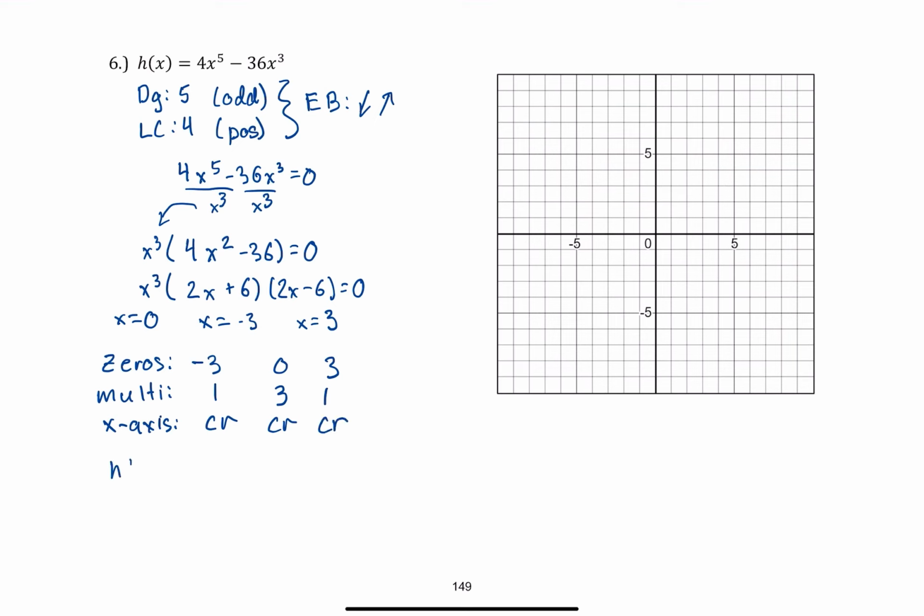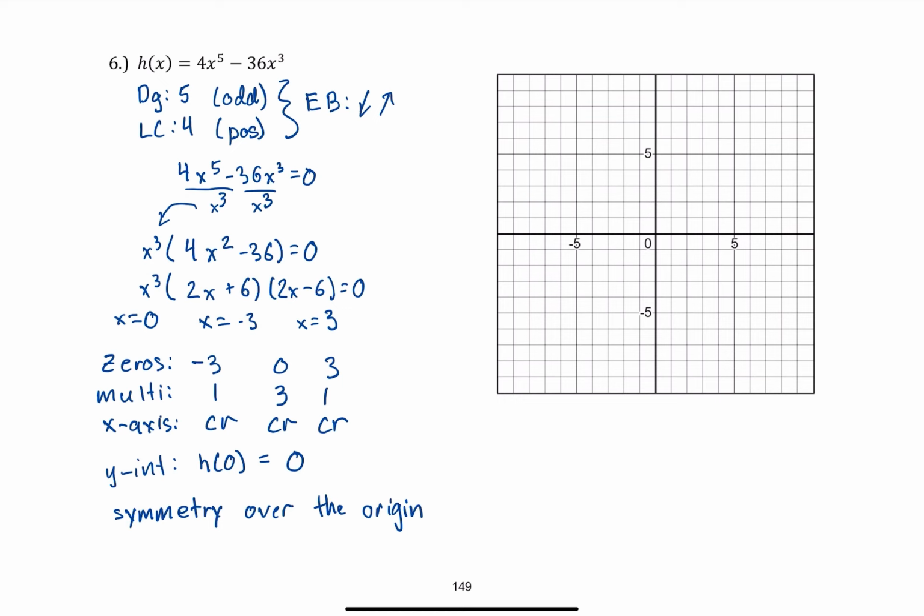The h of 0, so let's find the y-intercept next, is h of 0 is going to be 0 because, again, plug in 0, everything cancels. And this is odd and this is odd. The powers are all odd. So we have, again, symmetry over the origin.